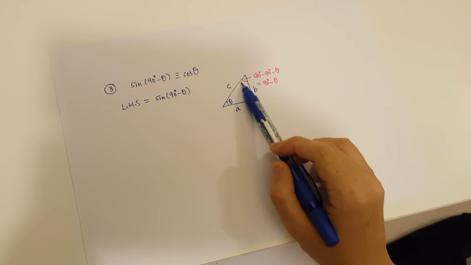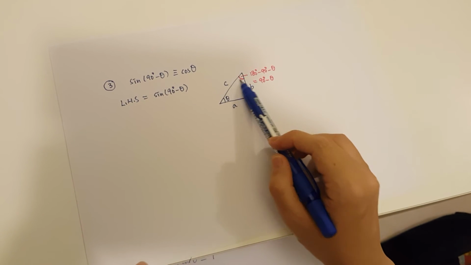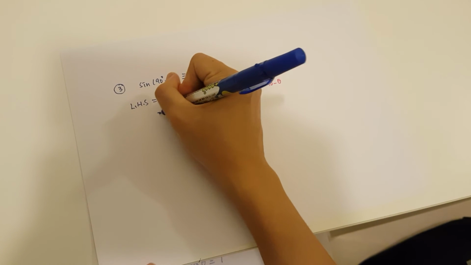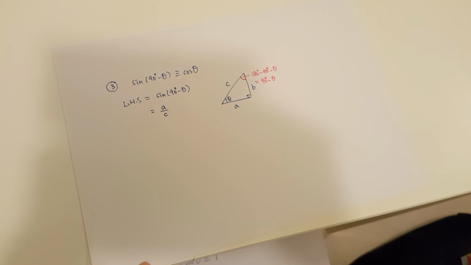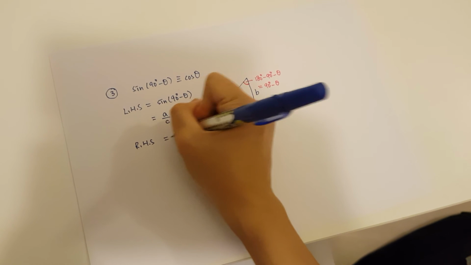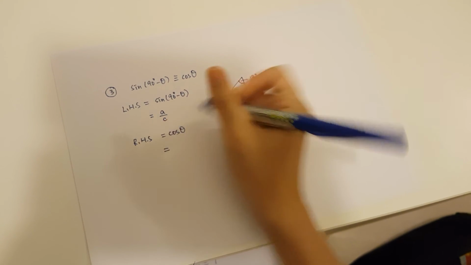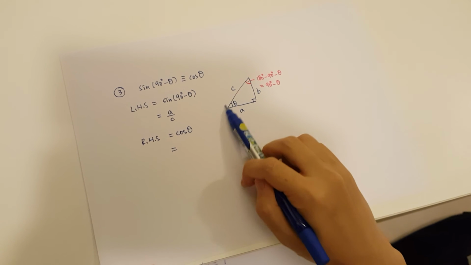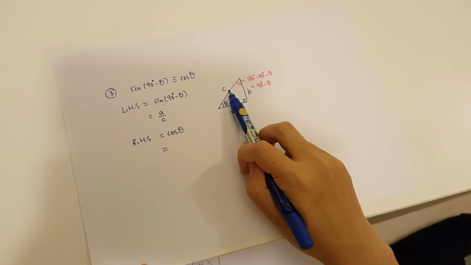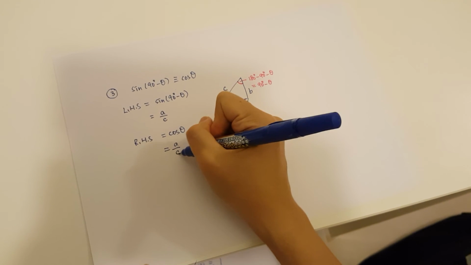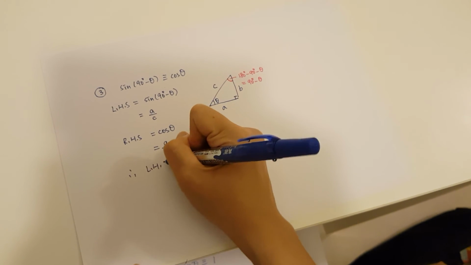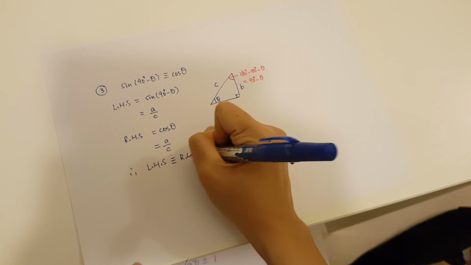By using the definition, when we take sine, it is equal to the opposite side over the hypotenuse, that is a over c. And for the right hand side, that is cosine theta. We focus on this angle, cosine theta, the adjacent side over the hypotenuse. Again, it is equal to a over c. So the left hand side equals the right hand side. That means it is an identity.